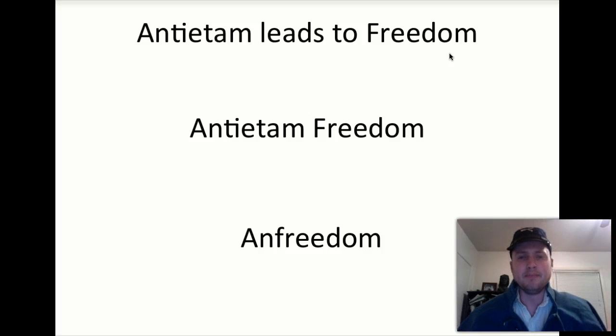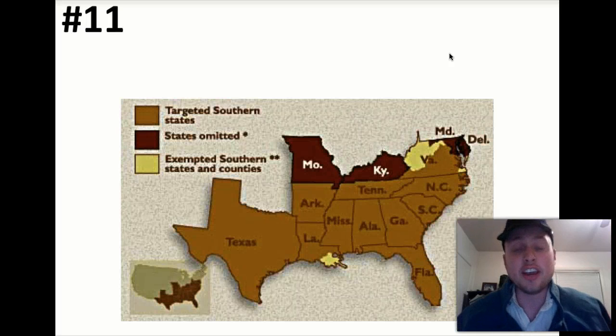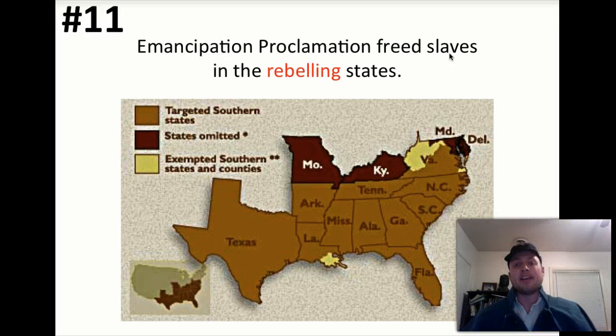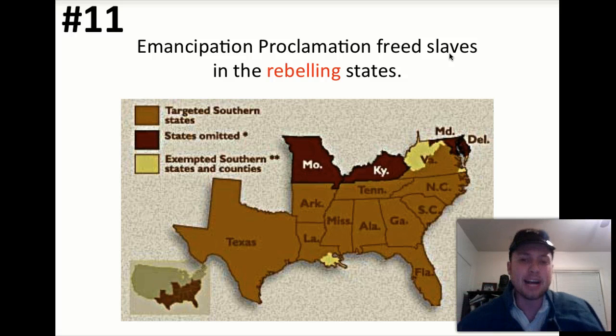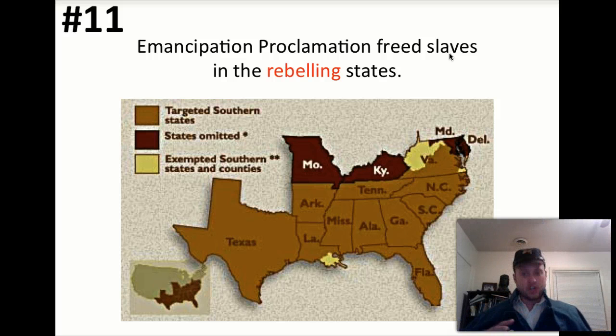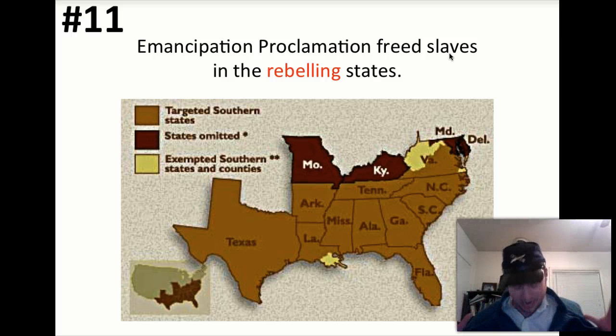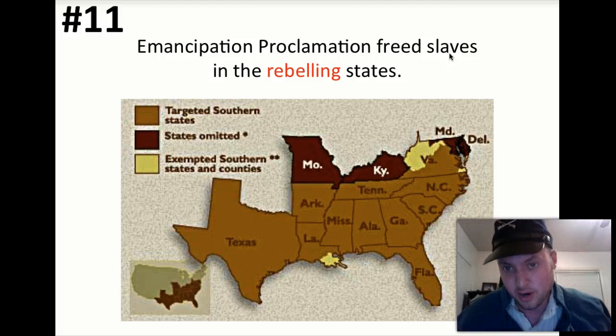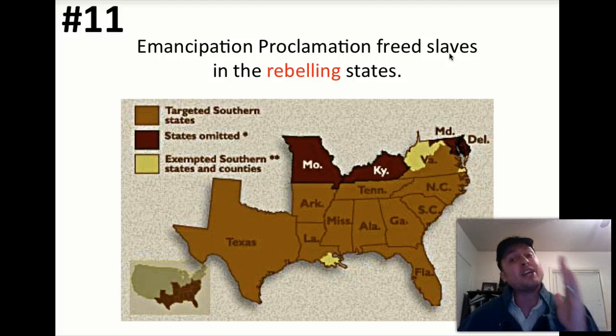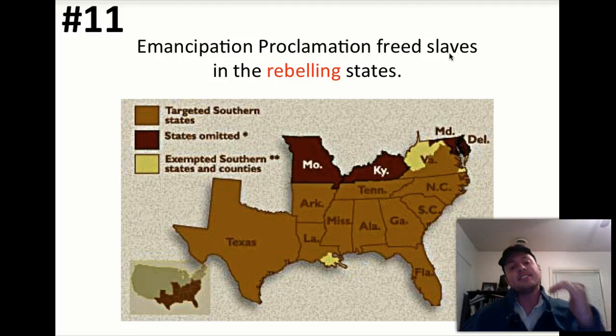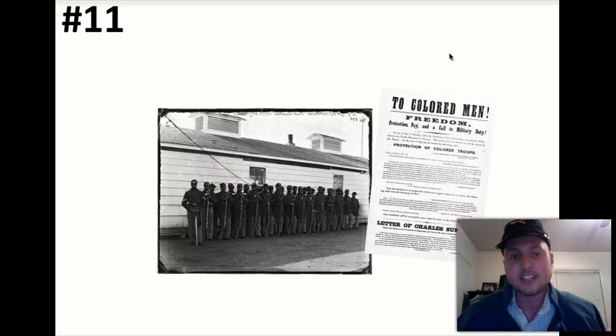Hey, I was talking about it being tricky. Here's what's tricky about it. The Emancipation Proclamation freed slaves in the rebelling states. That's important. That means not everywhere. That means not in the border states of Delaware, Maryland, Kentucky, and Missouri. But all those states that rebelled, that joined the Confederacy, that left the United States, those slaves are free. So remember, it does not free all the slaves. It frees the slaves in the rebelling states.